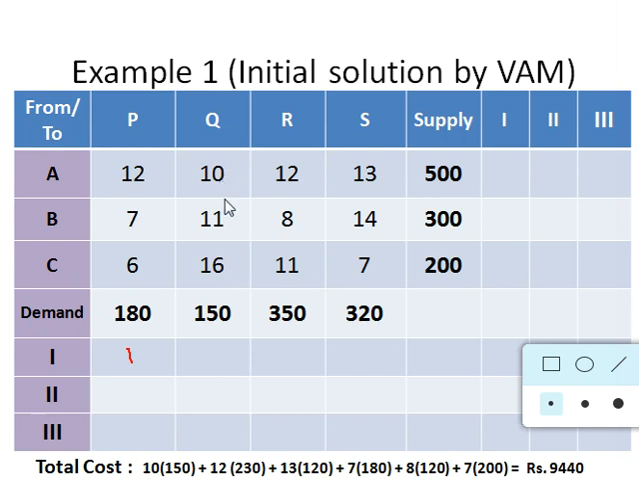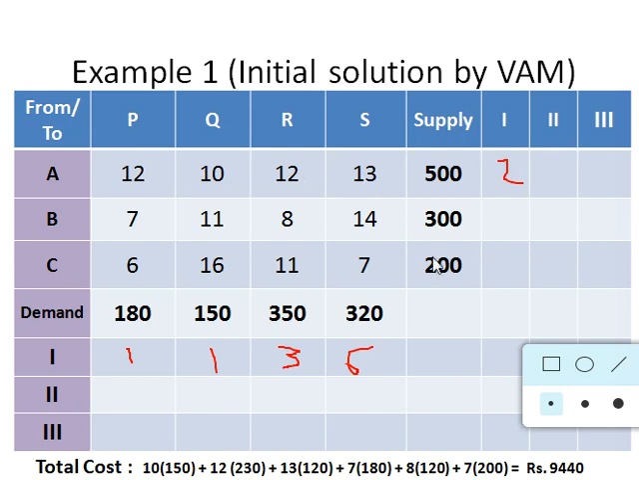For this column, the two minimum values are 10 and 11, so the difference is 1 again. The two minimum values here are 8 and 11, the difference is 3. Here it is 7 and 13, so the difference is 6. Now similarly we are going to take the two minimum values' difference row wise also. In this row the two minimum values are 10 and 12, so the difference is 2.